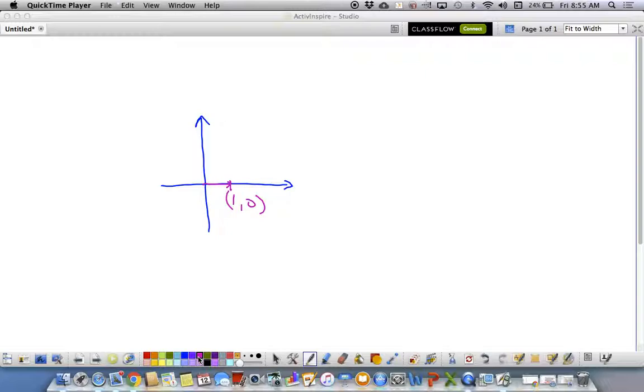Oh, I did the parentheses. I didn't mean to. It's a vector. Or if we wanted to go up the y-axis, that could be 0, 1. That's a vector with a magnitude of 1. They give them letters, I and J. I is always 1, 0. J is always 0, 1. So your X value was the I. Your Y value was the J.